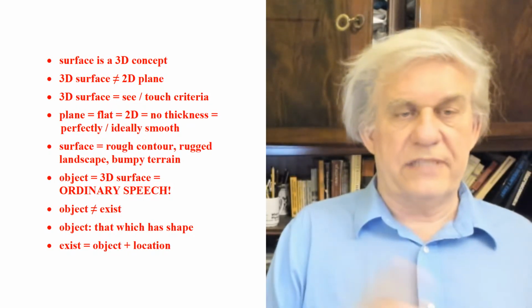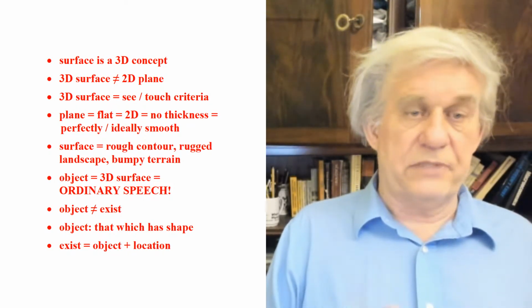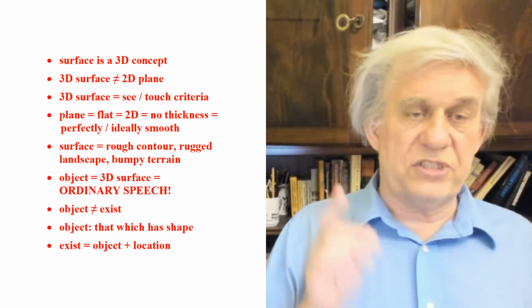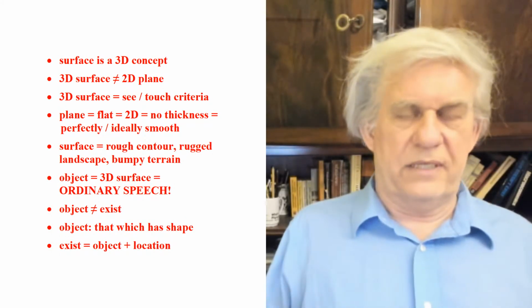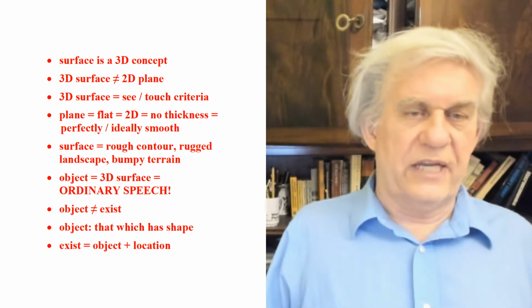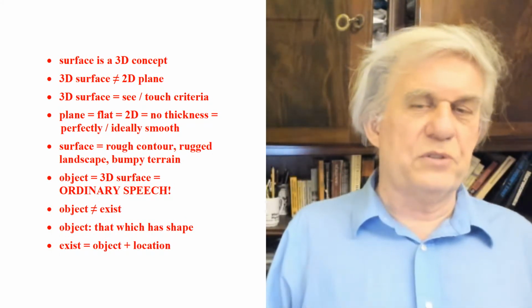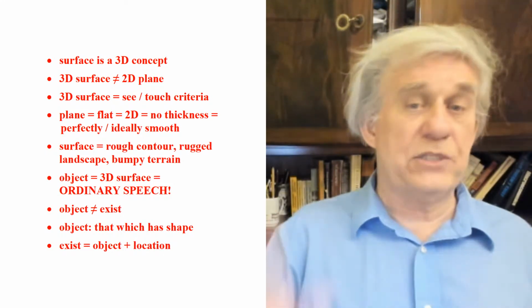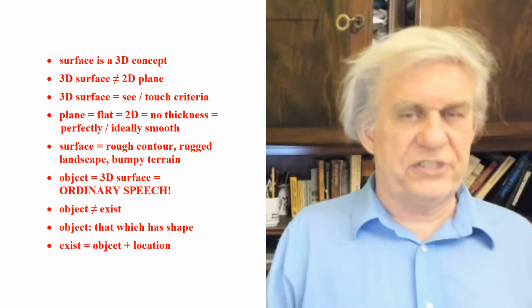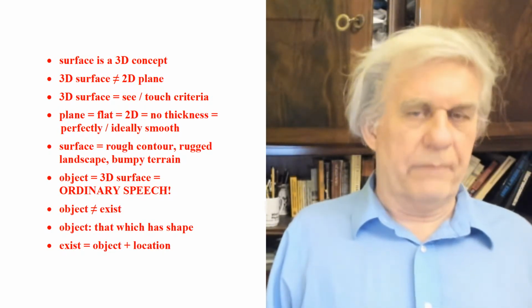3D surface is not equal to a 2D plane. Okay, 3D surface equals C-touch criteria. The reason all these people talked about surface is because they were introducing, slyly, the C-touch criterion. And that's what you can touch and see, and for that you need a surface. That's where the problem was.